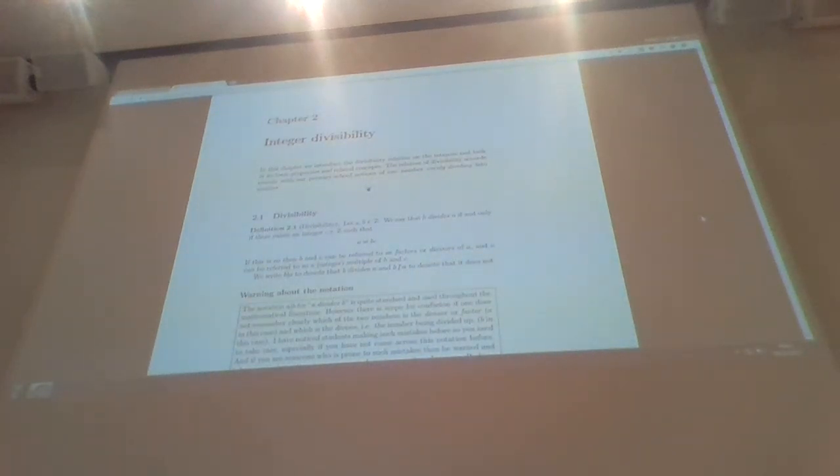So, where were we? We had met the definition of divisibility, chapter 2. Starting nice and slowly, taking these things quite slowly. So this definition defined a relation amongst the integers.